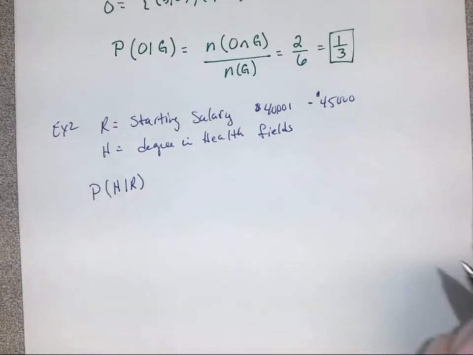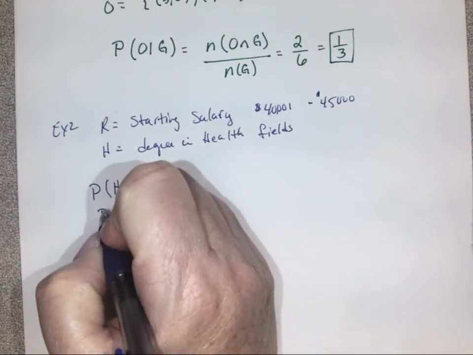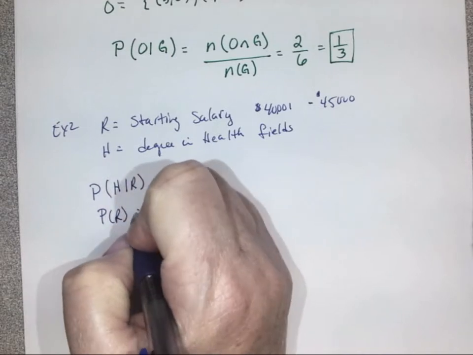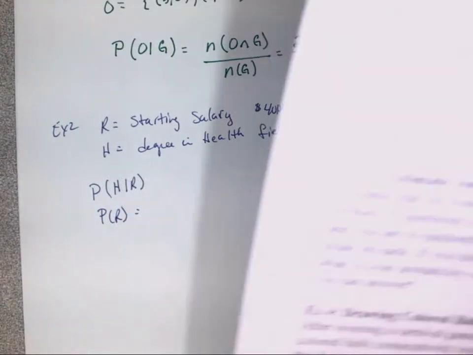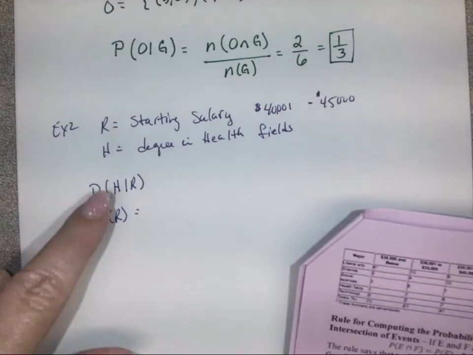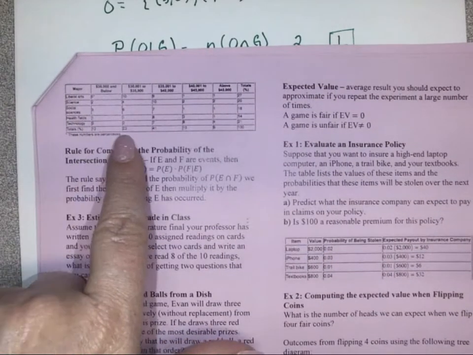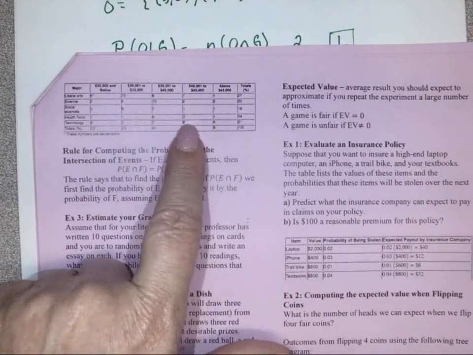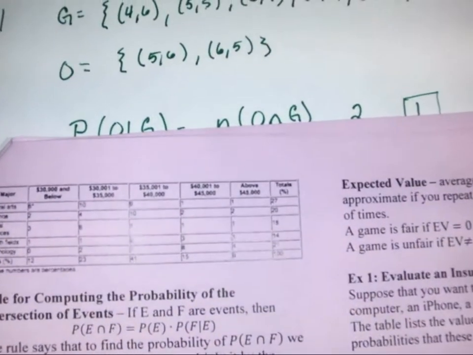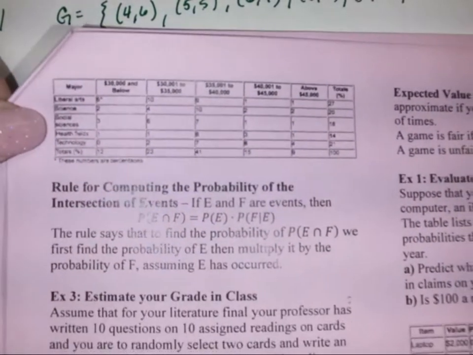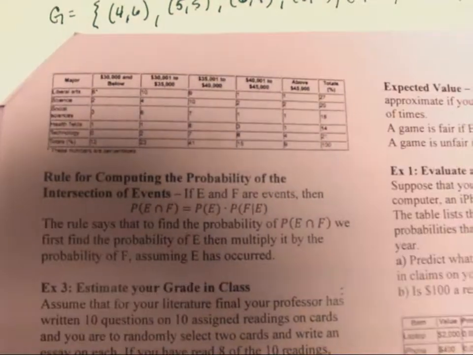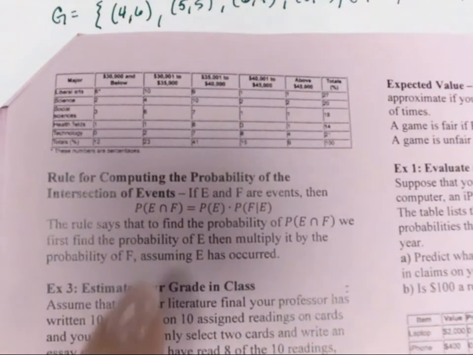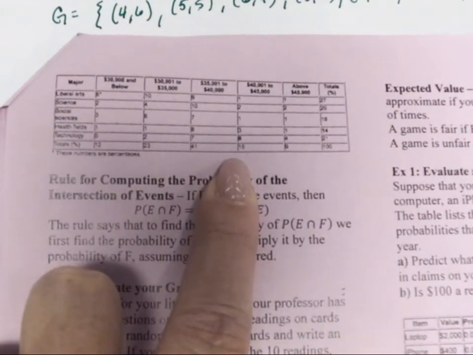So first we need to find the probability of R, and that's going to be the total that we're looking for. So R is the starting salary. Our totals are down here, so we have a total of 15. All they did was add all the categories. I know that's kind of hard to see. Let's zoom in for a second. Maybe if we turn out the light. Still a little hard to see, at least from the distance.